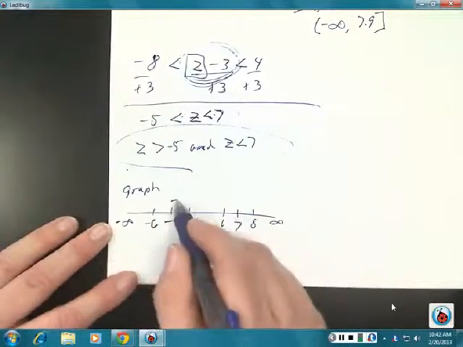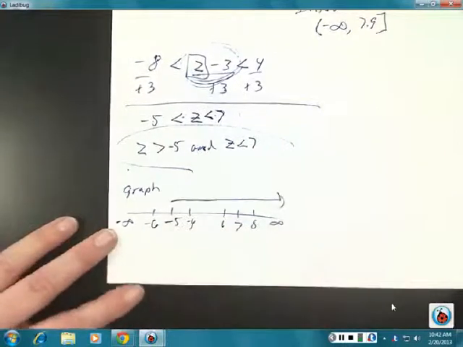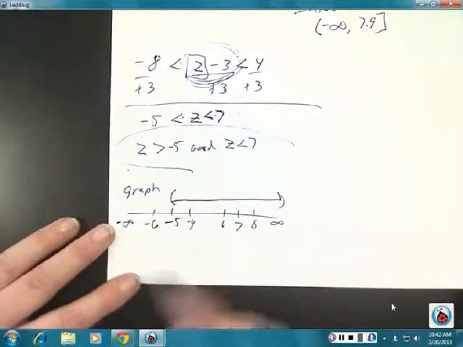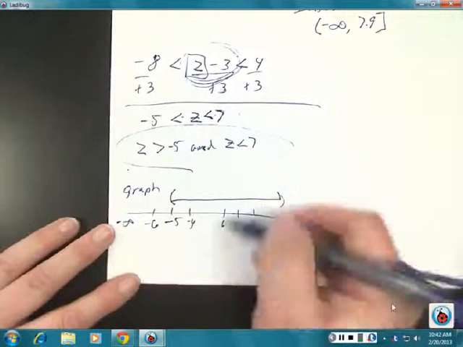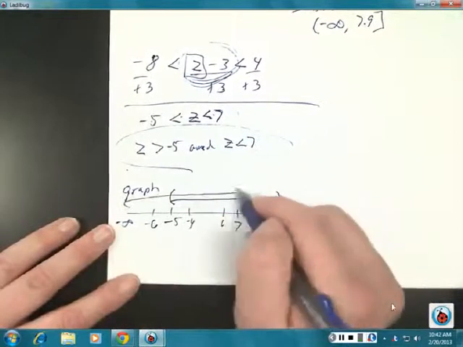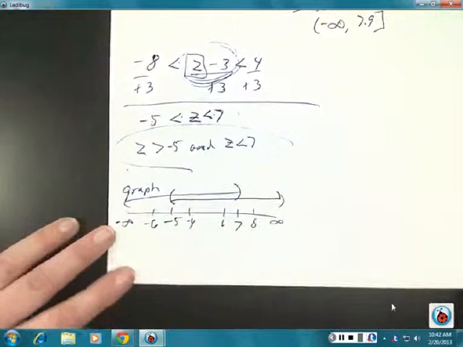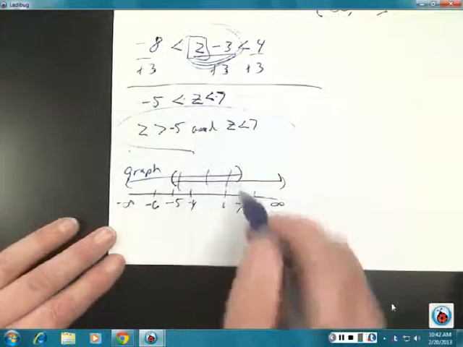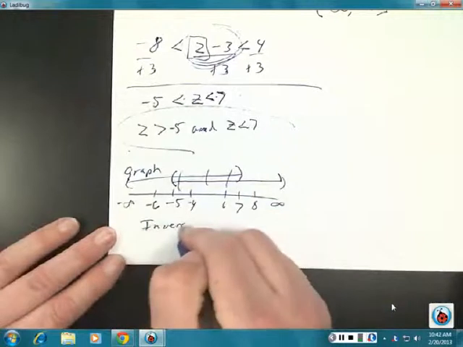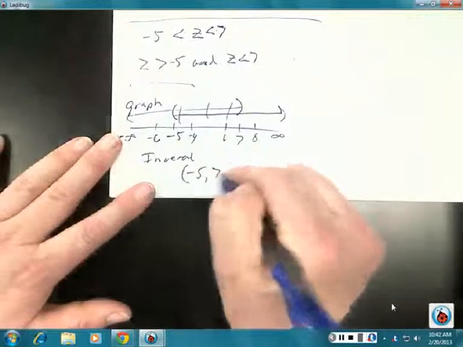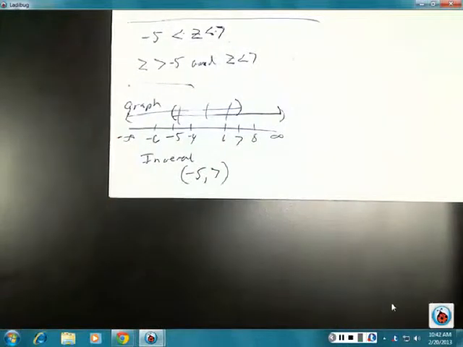Going to the right? And is it open or closed? Open. Both are open. So that's this piece, and then what's the other piece? It's going to the left, open parentheses on both. Okay, now if they overlap, remember we only have the piece that overlaps for our interval. Parentheses negative 5, 7 parentheses. Yep. And that would be your interval notation.